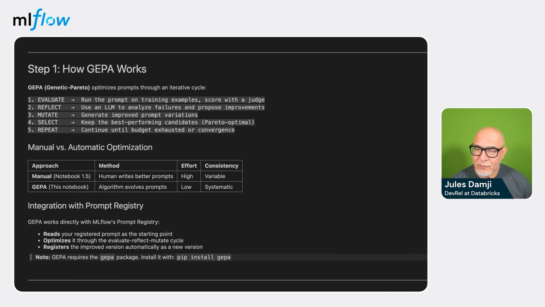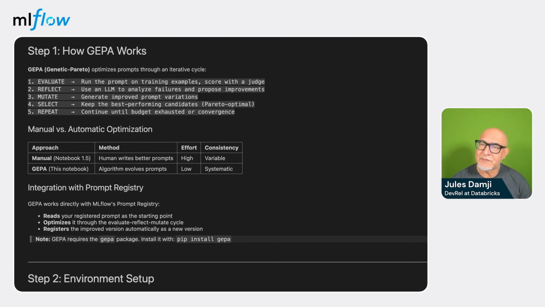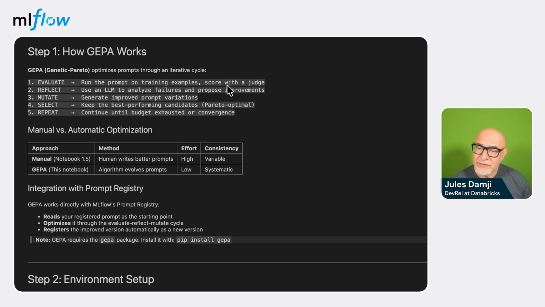And basically how GEPA works is very simple. There are 5 steps involved in that. It's like a repetitive loop. You evaluate, which actually runs the particular prompt on your training samples, and we'll see how you can generate those training samples, and score with a judge. You reflect on that: you use an LLM to analyze the failures and propose improvements. And once that's done, we improve the particular prompt and then select the best prompt candidate using the Pareto optimal technique. And then finally, we repeat this particular process until our budget is exhausted.